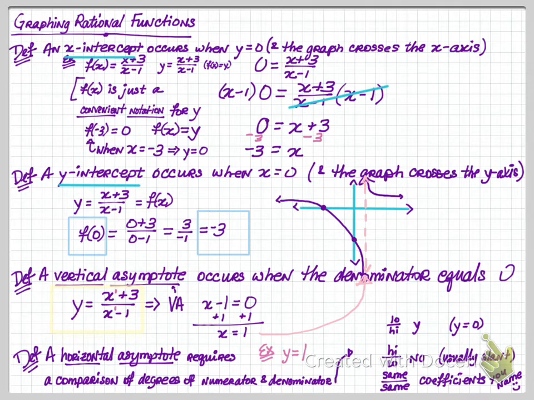The coefficients here are 1 and 1. 1 divided by 1 is 1. So what does that mean for our graph? Our horizontal asymptote is also 1. Now we're going to go into this some more on the next slide with some more examples for you.